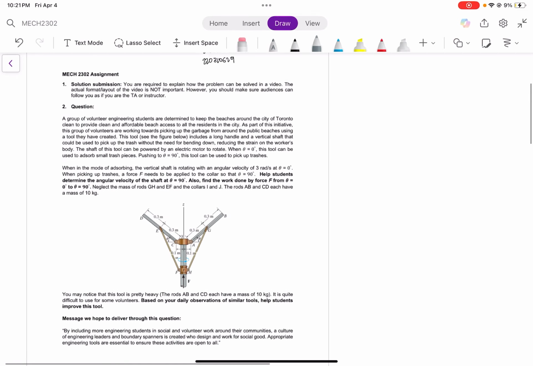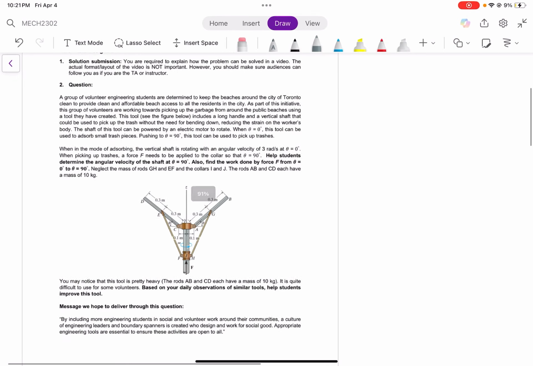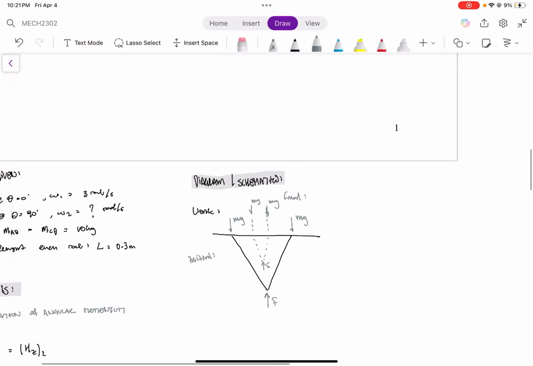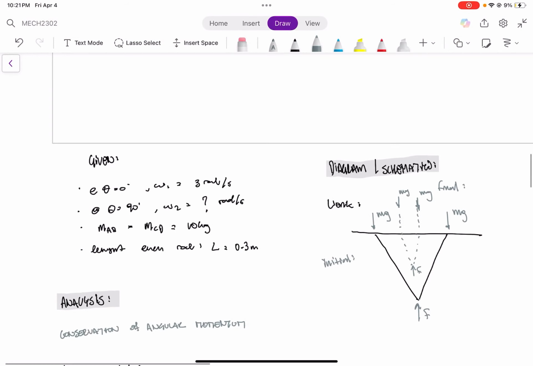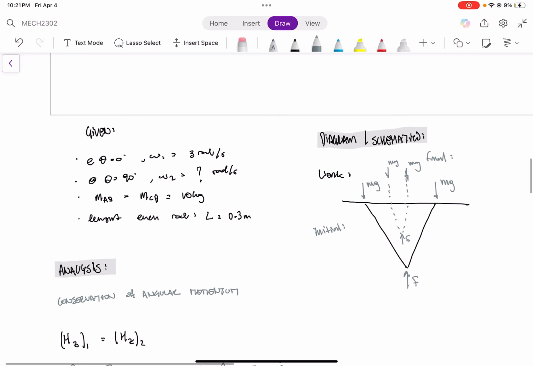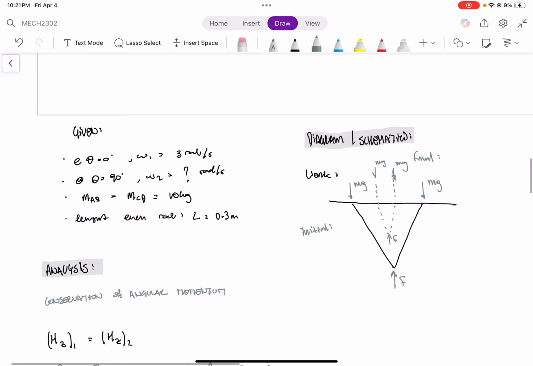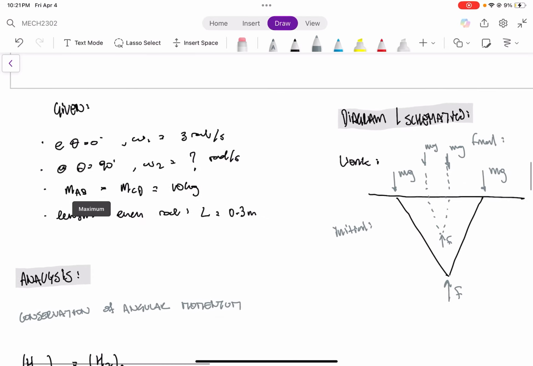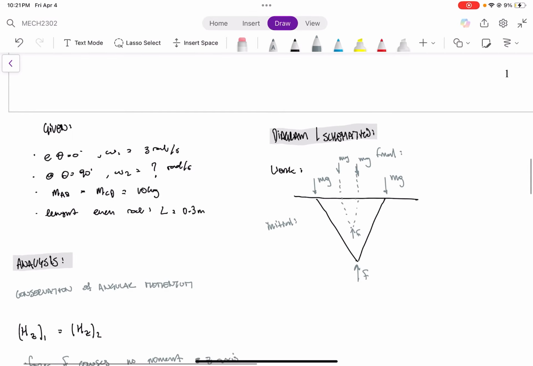Let's get started on explaining it. This is the question where it gives us a diagram and the whole setup. These are the givens: at 0, theta equals 0, the rotational speed at 1 equals 3 rad per second, and at 90 degrees is what we're looking for. The mass of AB equals the mass of CD, which is 10, and the length of each rod is 0.3.